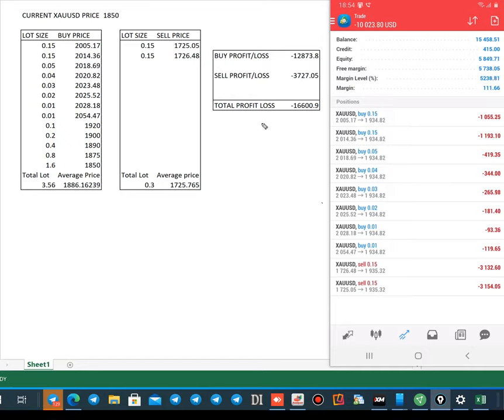So the point is to reduce the losses. Now suppose the XAUUSD price recovers back to 1900. You can see that it has almost recovered his loss, around 300 only. So the price has recovered to 1920, back to the current rate.